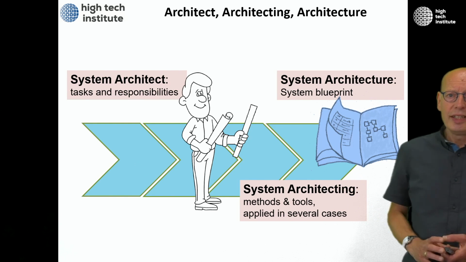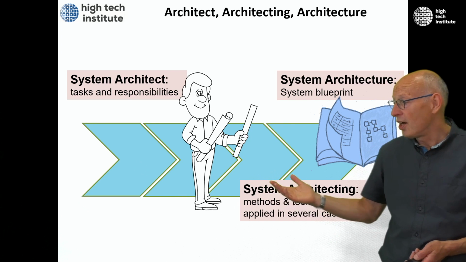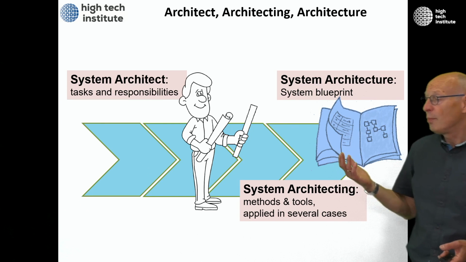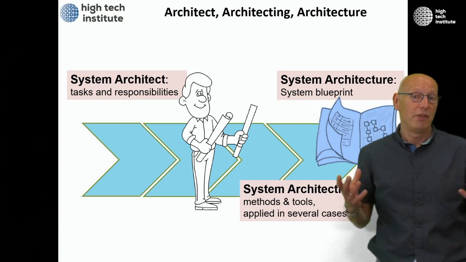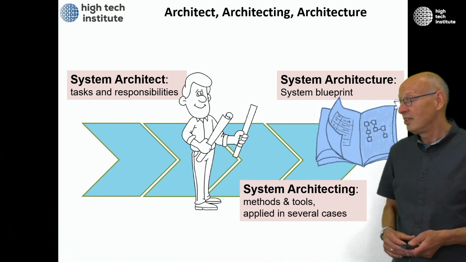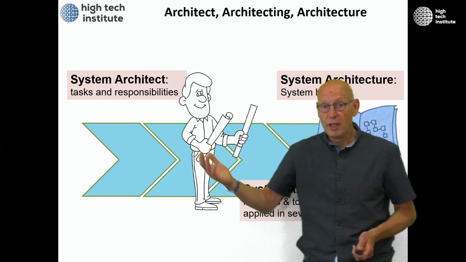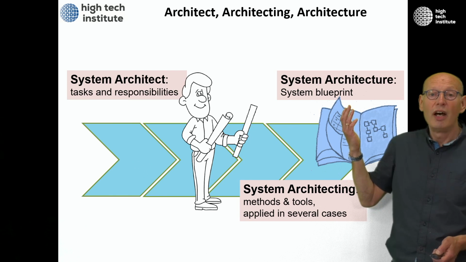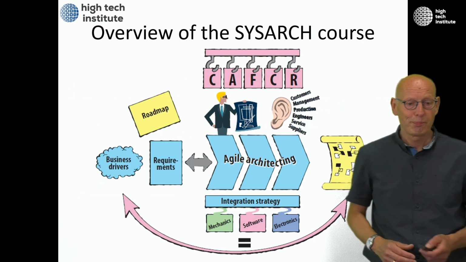This training, the system architecting training, tries to cover what a system architect does, who he or she is, and what he does. That is in fact the systems architecting process, the activity that a system architect does on a daily basis, in the end to come up with a blueprint of the product. The technical blueprint of the product is the result of the activities that the systems architect does. So we have the architect being the person, architecting the activity the person does, and the result is the blueprint, the architecture. This is the terminology of architect, architecting, and architecture.